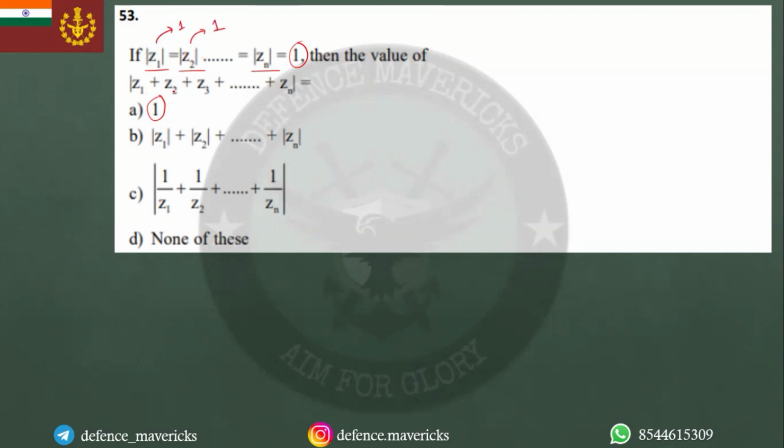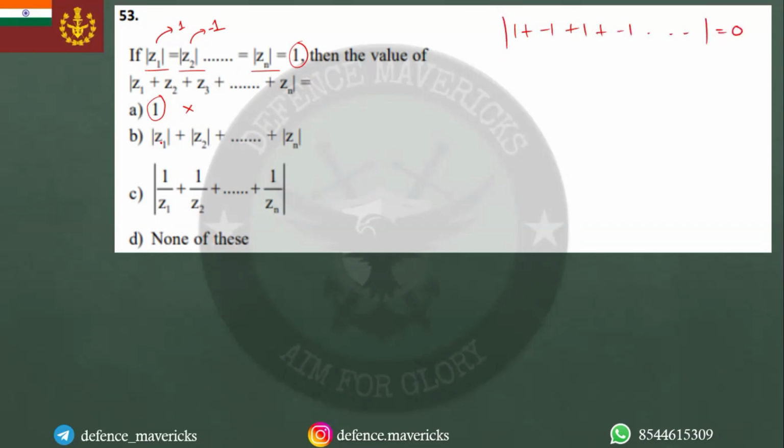Just imagine all the numbers are 1. Then what will be the answer? 1 plus 1 plus 1 plus 1. So it cannot be 1. Okay. Now in this case, this 1 plus 1 is working. But let's say mod Z1 is 1, Z2 is let's say minus 1. So what will be Z1 plus Z2 plus Z3? ऐसा हो सकता है ना, 1 plus minus 1 plus 1 plus minus 1 and so on. तो इसका mod तो हो सकता है 0 हो जाए.